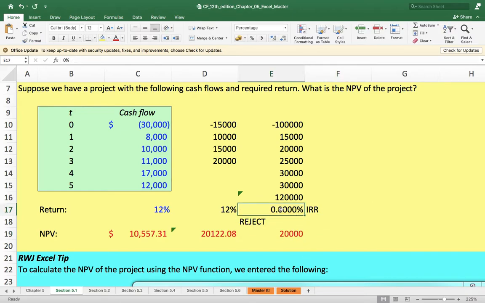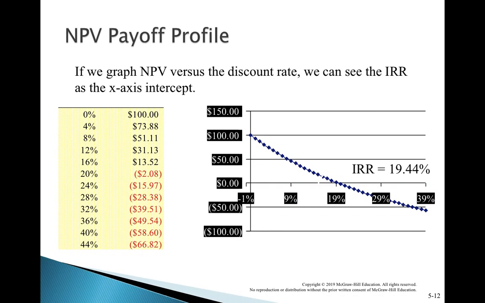That means the lower the discount rate, the more the NPV. The higher the discount rate, the less the NPV. 1%, 2%, 3%, 4%, 5%. Now at 6% it will be negative. 7% it is negative.